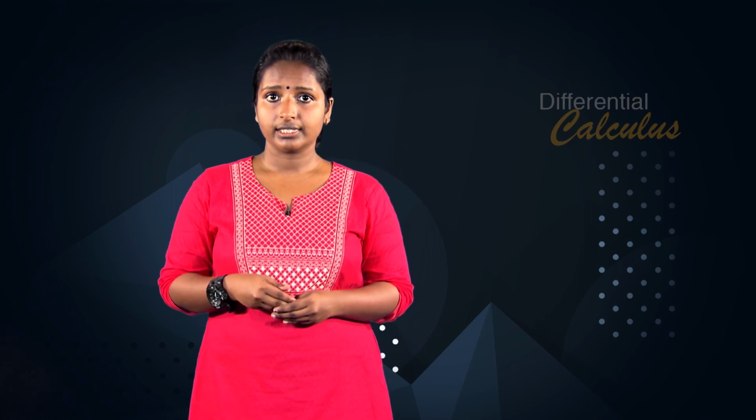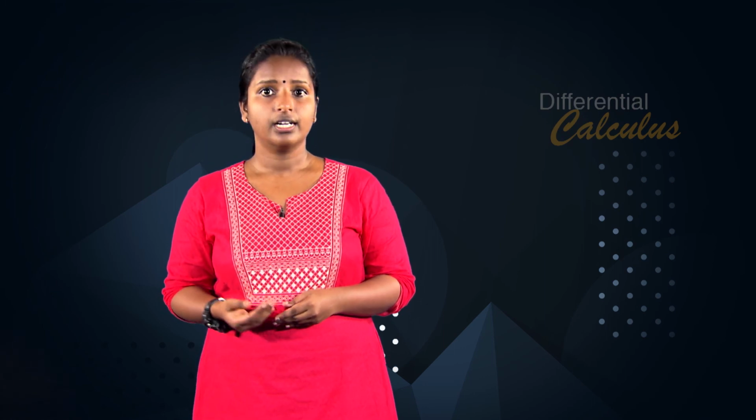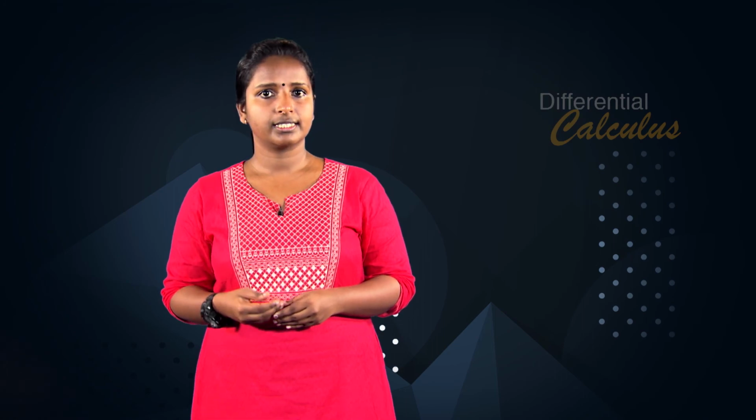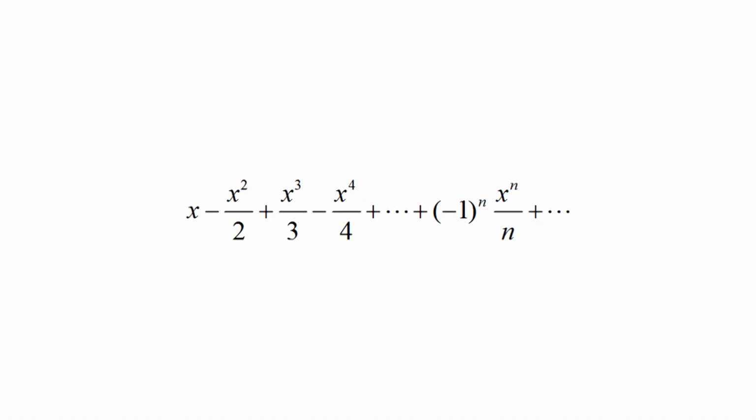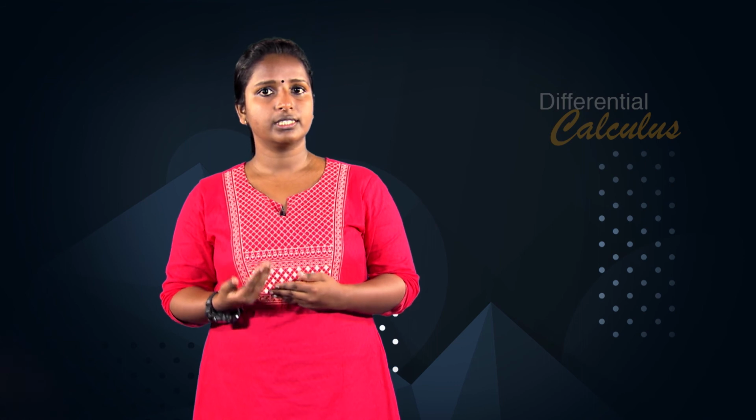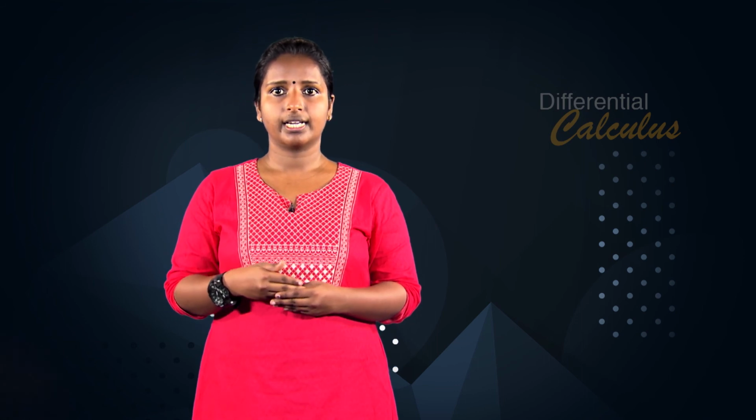In the next session, we will see that the Maclaurin series of the logarithmic function logarithm of 1 plus x is x minus x square upon 2 plus x cube upon 3 minus x power 4 upon 4 plus etc. plus (-1) power n plus 1 into x power n upon n plus etc. Now, we discuss the convergence of the above logarithmic series and the interval of convergence.